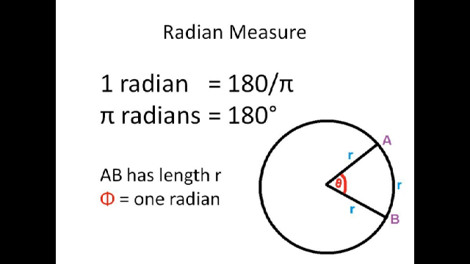Now, a radian is 180 over pi, and so pi radians is pi times 180 over pi, which, if we divide top and bottom by pi, we'll be left with 180. So pi radians is 180 degrees.